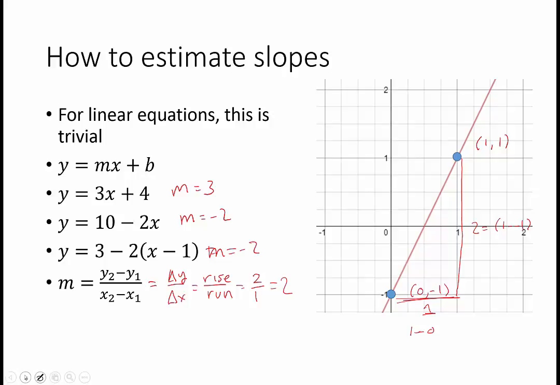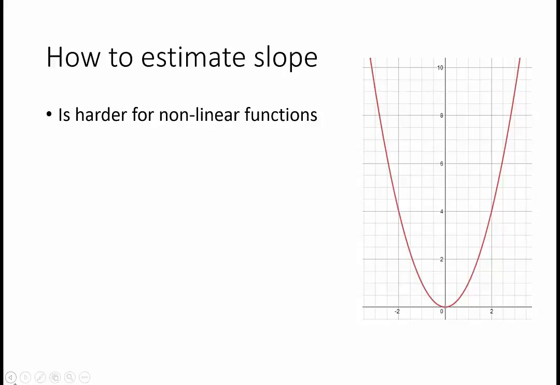And that's great. Those are easy. We'd like to have those problems all day. But what happens when we're dealing with nonlinear functions? What's happening when we're dealing with a function for which the graph is not a straight line, like this parabola?